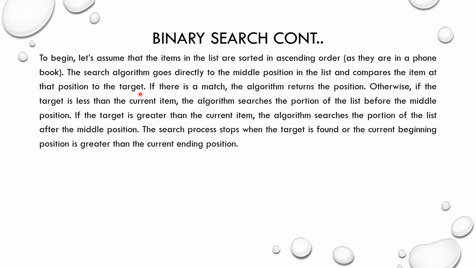If it matches with the middle position, then we print the position of the element where it is present. Otherwise, we check whether the element is smaller than the middle position or greater than the middle position. If there is a match, the algorithm returns the position. Otherwise, if the target is less than the current item, then the algorithm searches the portion of the list before the middle position. That is, it moves backward in the left portion of the list and searches whether the item is present there or not. If the target is greater than the current item, then the algorithm searches the portion of the list after the middle position.